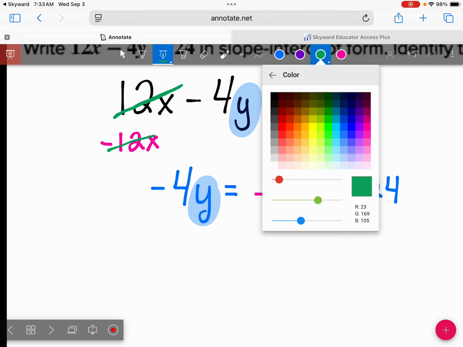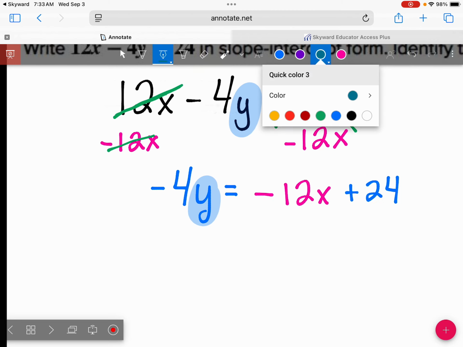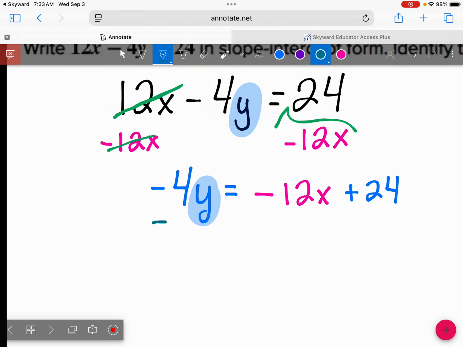Oh, I heard it. It was quiet, but it was there. We need to divide by -4. I need to divide this piece by -4. And you can do it in two ways. You can either divide this whole side by -4. If you like that, go for it, but you are going to have to simplify both fractions. I do think it's easier if we divide this piece by -4 and we divide this piece by -4.